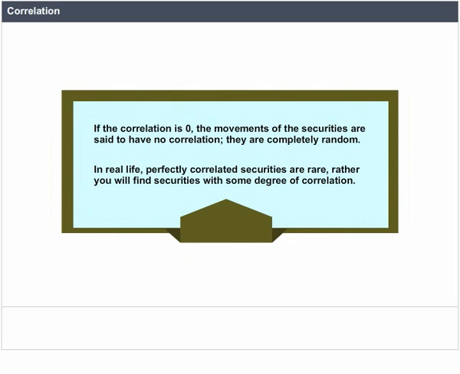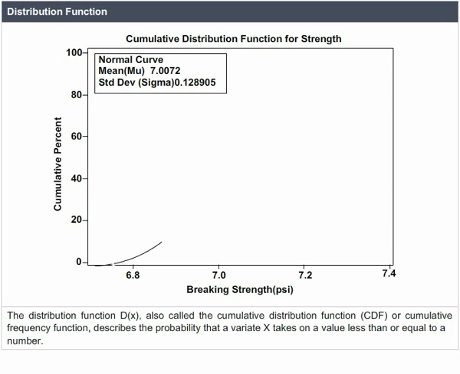The distribution function D of x, also called the cumulative distribution function, CDF, or cumulative frequency function, describes the probability that a variate X takes on a value less than or equal to a number.